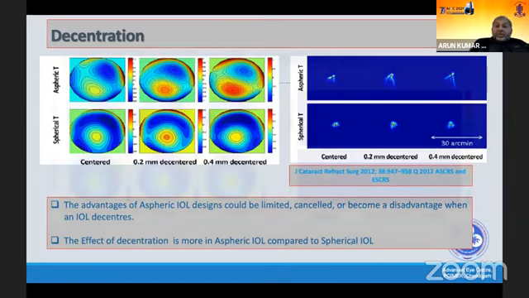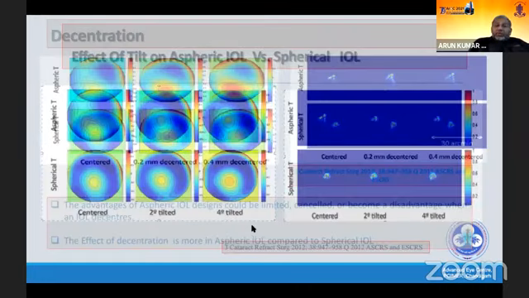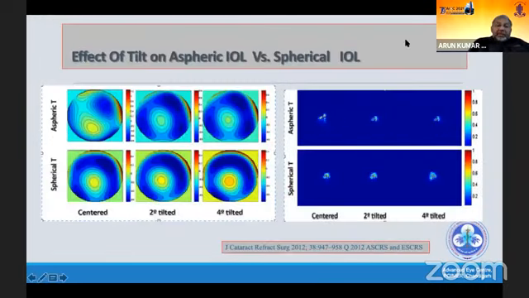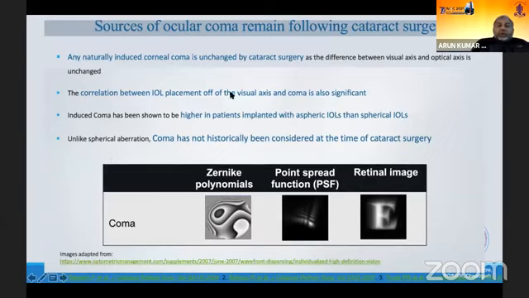Similarly, if there is a tilt, that also induces a coma, which is much more evident again in the aspheric lenses as compared to the spherical lenses. So sources of coma, naturally occurring coma, remain unchanged during the cataract surgery, as the difference between the visual axis and optical axis remains unchanged.